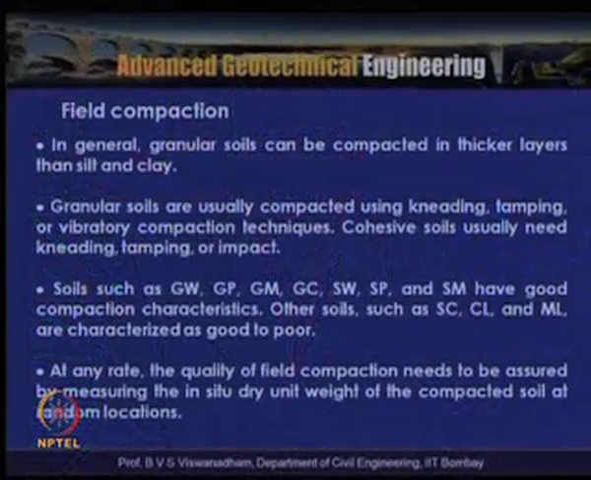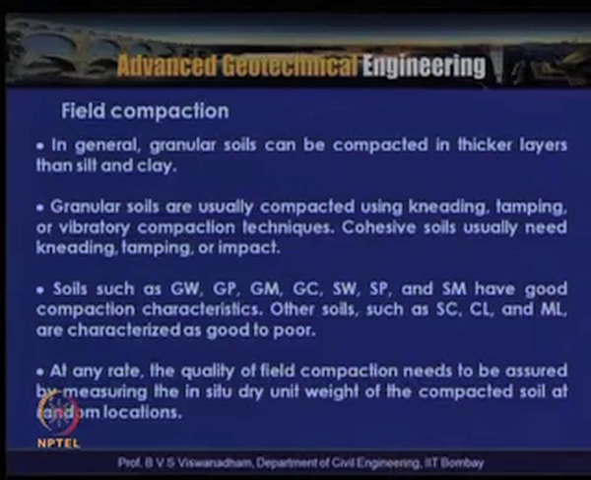In field compaction, in general, granular soils can be compacted in thicker layers than silt and clay. Silt and clay, fine-grained soils, or nowadays materials like coal ash, are required to be compacted in thin layers. Granular layers are usually compacted using kneading, tamping or vibratory compaction techniques, and cohesive soils usually need kneading, tamping or impact type of compaction.